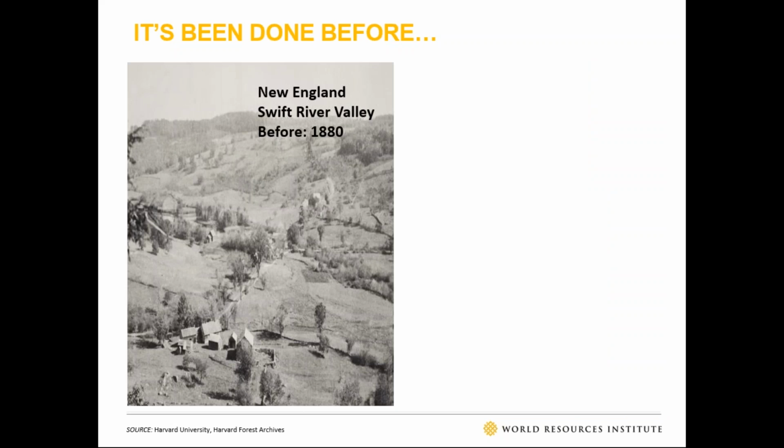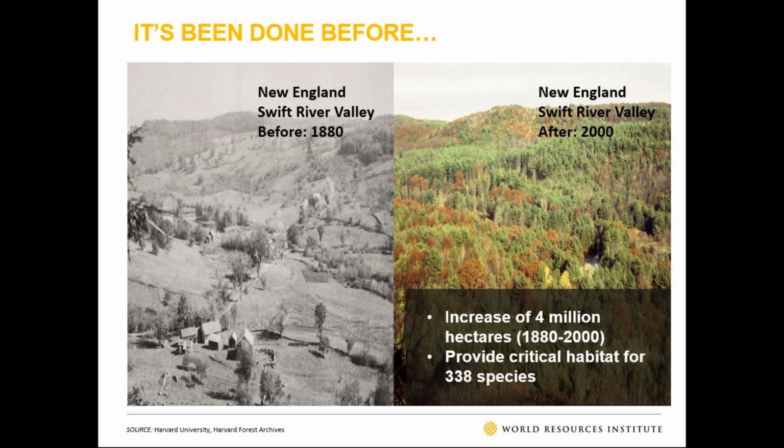Looking back at history, we look at the New England states in the United States here. There's an image of a part of New England before the 1880s, and then you see an image of that same area just afterwards. This is, again, a different form of restoration, a more passive restoration, where as the economy shifted from a rural agrarian economy to a more industrialized economy, trees came back into the landscape and are supporting a number of ecosystem services and are playing a different role in the economy of this region today than they did back in the middle part of the 1800s. 4 million hectares, in fact, of increased forest tree cover in that region since around 1880.